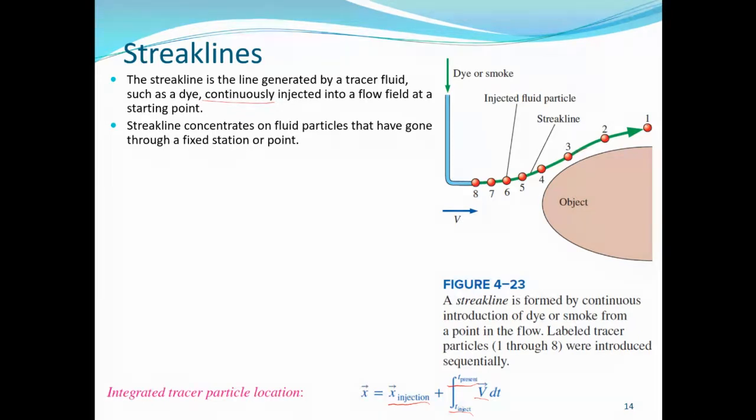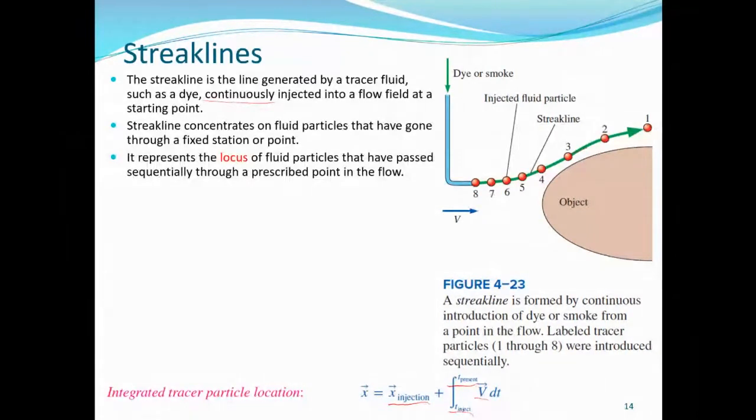Okay, the same path line, and that constitutes a streak line. That path line is followed by numerous particles injected. So it represents the locus. Locus is simply an equation describing the path followed, or satisfied, by so many points in space. In this case, it is the path followed by the individual fluid particles. It represents the locus of fluid particles that have passed sequentially through a prescribed point in the flow.